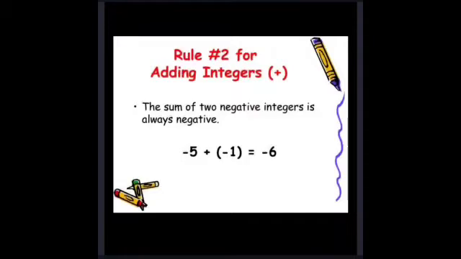Second rule for adding integers is the sum of two negative integers is always negative. For example, -5, when it is added to -1, the sign will be minus only, but the numbers will be added. That means the answer will be equal to -6.